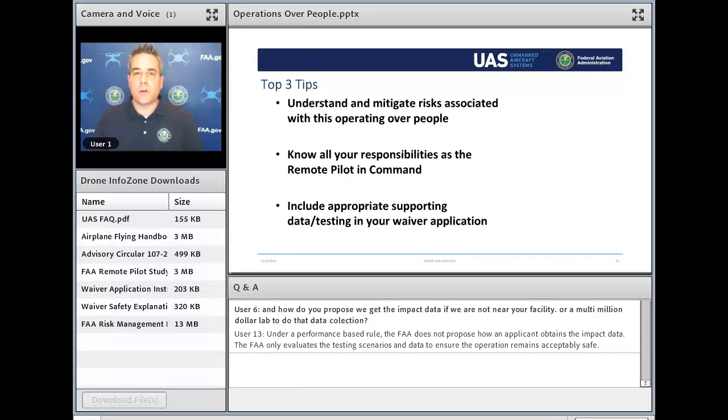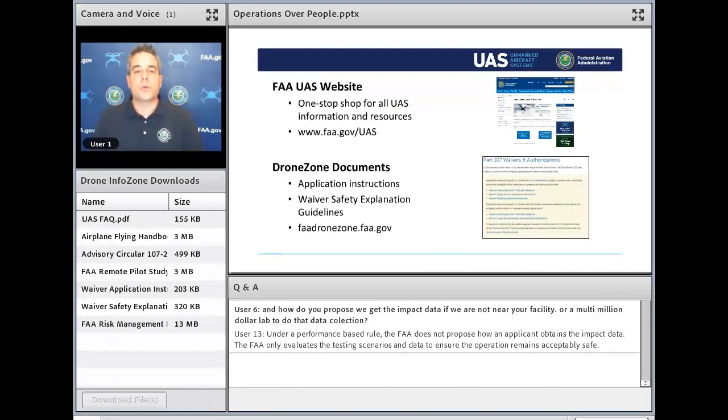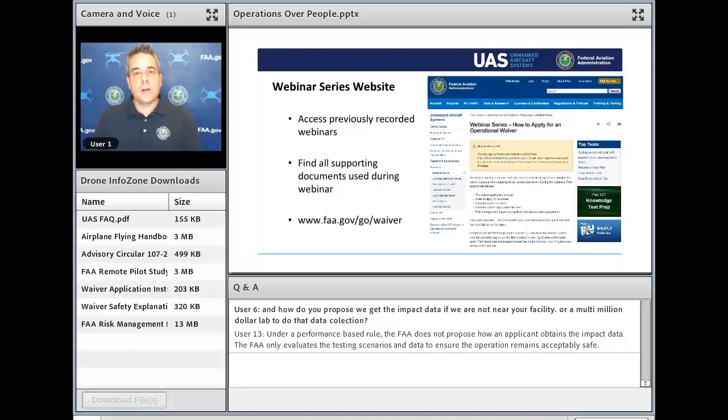And then don't forget all your responsibilities as pilot in command. Just because you get approved to operate over individuals doesn't mean that you don't need to worry about 107.23, the hazardous operation. All the other restrictions are still in place. And most importantly on this page, make sure you include all supporting testing or all supporting data that you're providing. Not only what the data is, but how the data works to reduce the risk, how you came to the conclusion that it reduced the risk to a particular level, and provide enough information to the FAA that if we need to recreate the test that you did, we have the data to move forward with that.